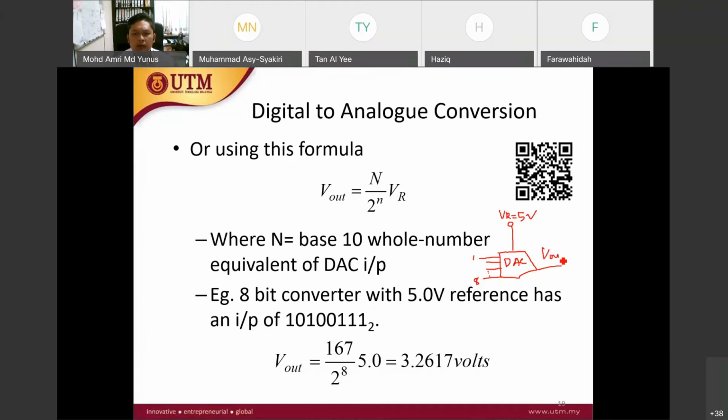When the input is 10100011, we convert that to decimal value, base 10. Use your calculator. So we get 167 decimal. Divide by 2 to the power of 8, the total number of bit places, and multiply with the reference. So in this case we get 3.2617. Note that this output will always be less than 5 volts, not more than 5 volts.